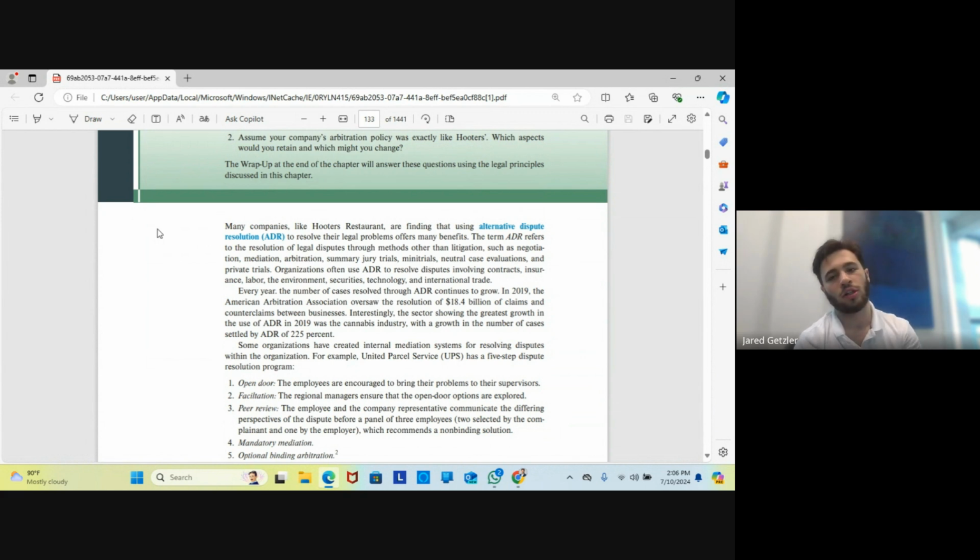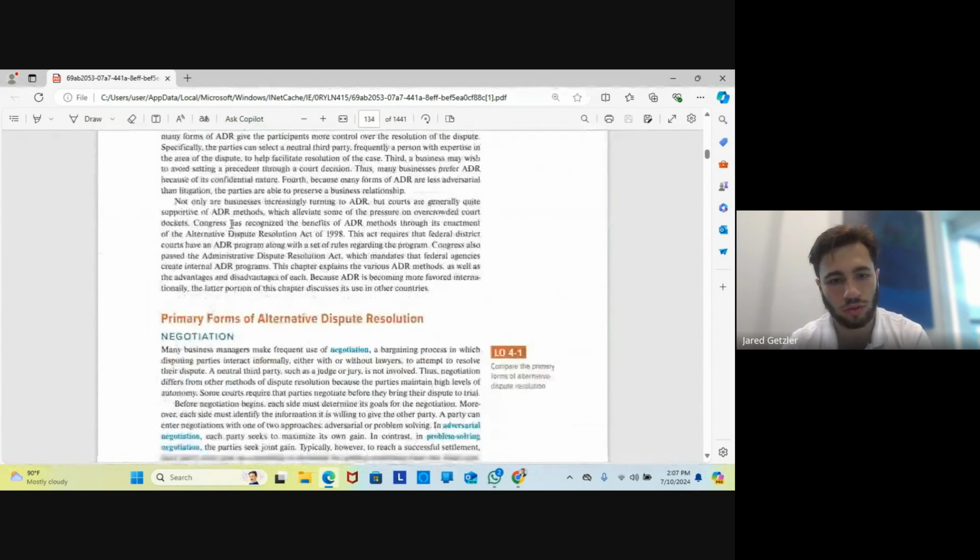But alternative dispute resolution is typically faster and less formal than a court of law. So a lot of companies, before bringing it to a judge in a court, will use alternative dispute resolution to minimize costs and to be able to have less time used in order to solve an issue between two firms. So let's scroll down here.